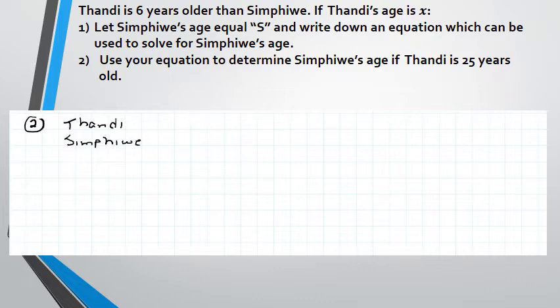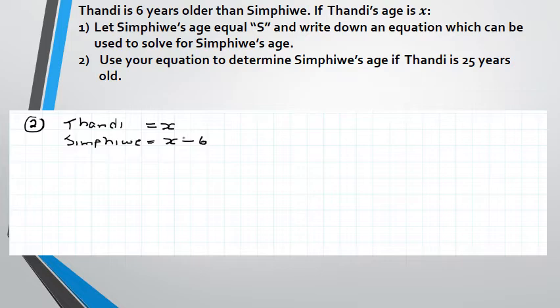In the next sentence, Tondi's age is x, so Tondi is x years old. Now if I read the first sentence again, Tondi is 6 years older. That means Simpiwe must be younger in this particular case. So what is the age of Simpiwe? Remember, it is going to be Tondi, and I'm going to say minus, and it's 6 years younger because Tondi is 6 years older. That means Simpiwe must be 6 years younger. And that's why I put the minus in that particular case.